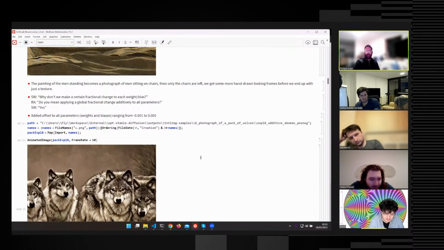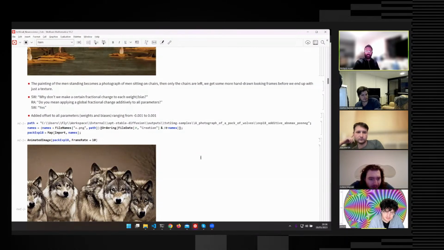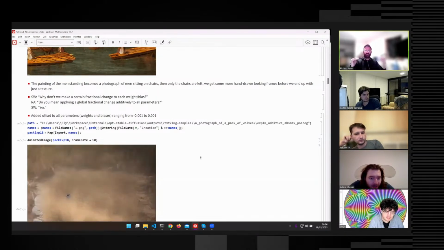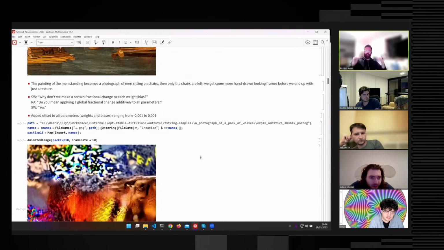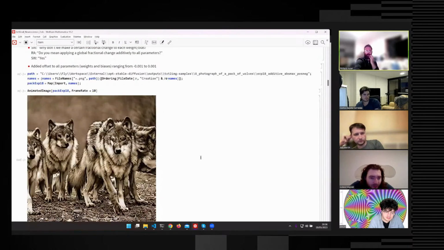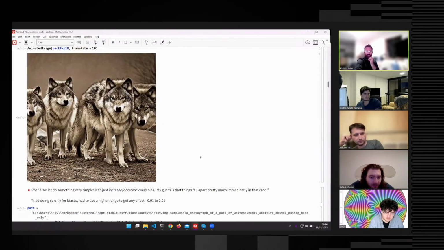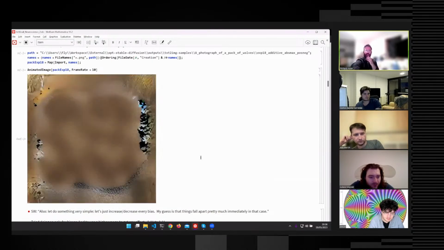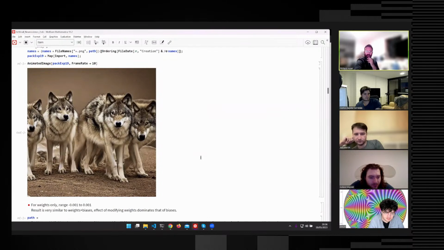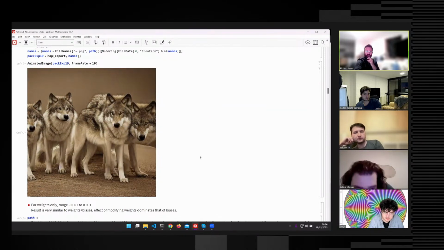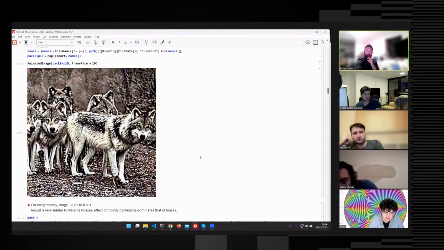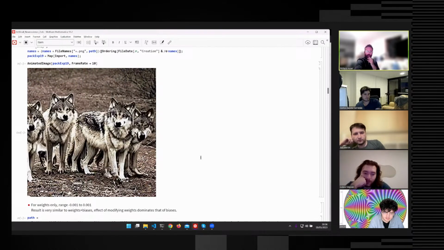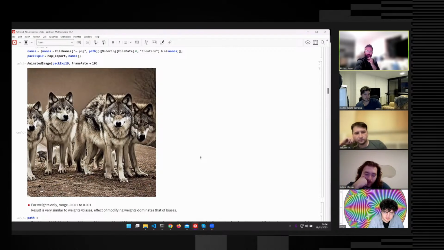And so Stephen was like, why don't we make a fractional change to it? And I said, do you mean applying a global change to all parameters? So this one is just literally applying some offset to everything, like lifting all of them, and that has a different effect. This is not noise. This is just a constant being added to the whole network, and things get weird.